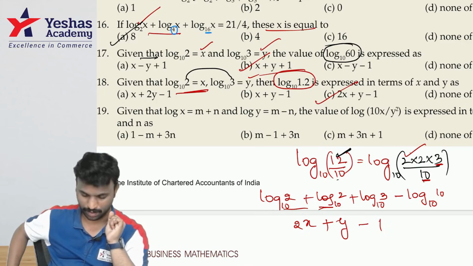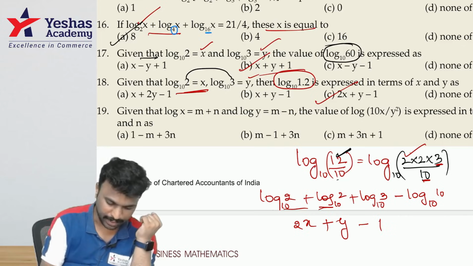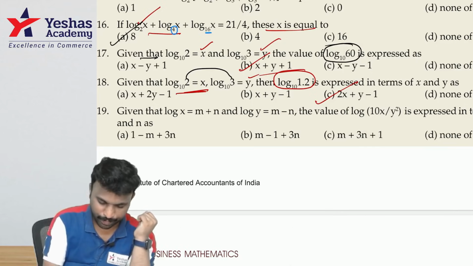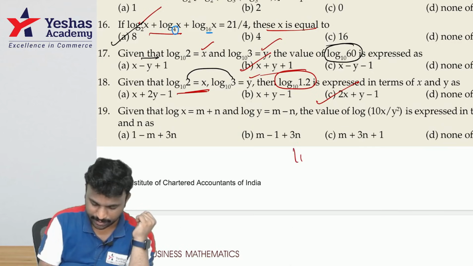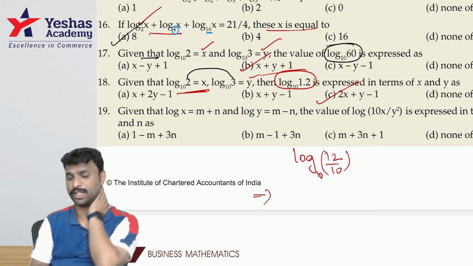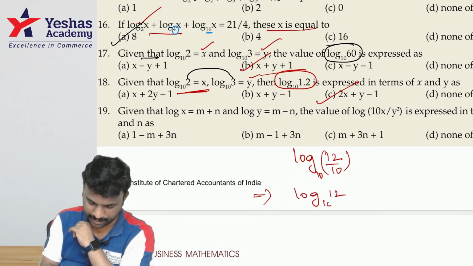Of course, you can solve this question in one more way, but it will take one extra step. Let me explain that procedure also. Guys, have a look. Log 1.2 can be written as log 12 by 10 to the base 10. Agree? First of all, let me apply the property. Division changes to subtraction. So I write log 12 to base 10 minus log 10 to base 10.